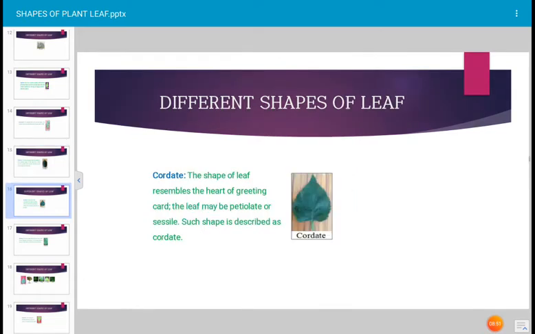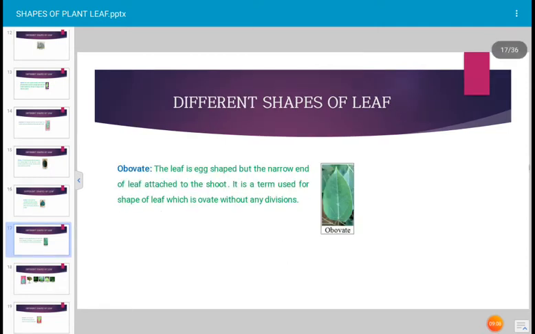Next, another shape of leaf, that is cordate shape of leaf. The shape of the leaf resembles the heart on a greeting card. The leaf may be petiolate or it may be sessile. Such a shape is described as cordate shape. Next shape of the leaf, that is obovate. The leaf is egg shaped, but the narrow end of the leaf is attached to the shoot, and it is a term used for the shape of leaf which is ovate without any divisions.